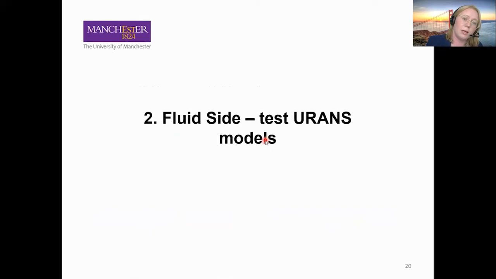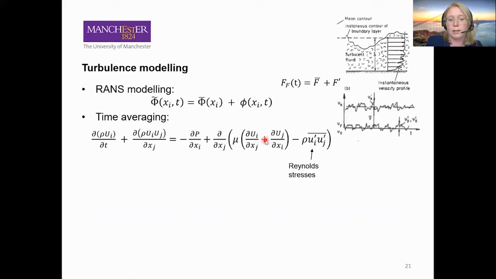And also my approach in FSI was to first test the fluid side, then test the solid side, and then combine these settings together in the final FSI simulation. So starting from the fluid side, I tested the unsteady RANS models. I wanted to avoid using LES.